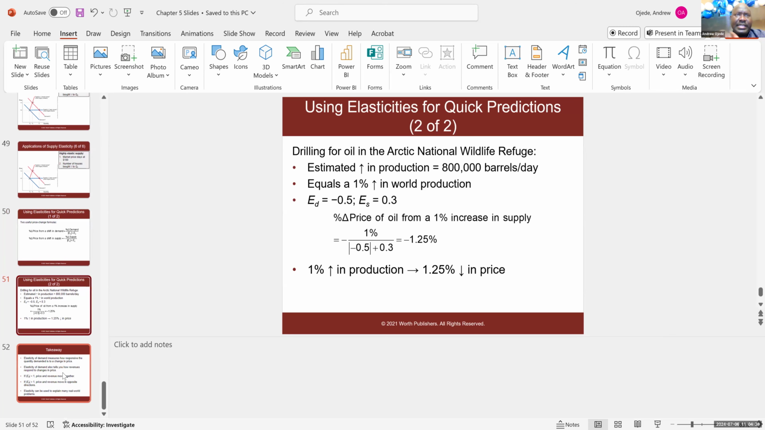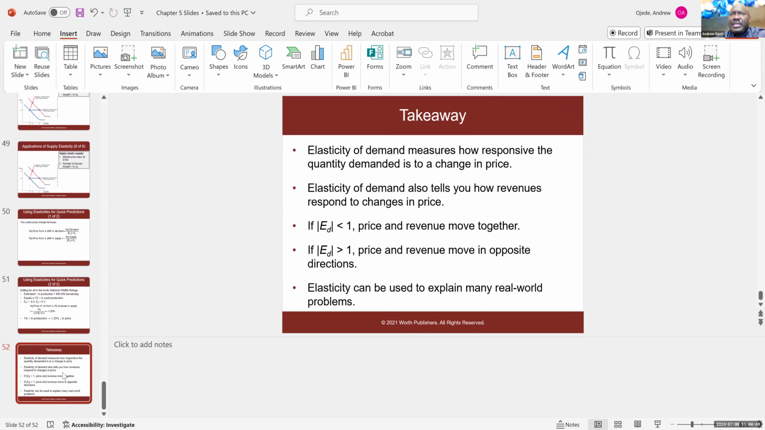So the key takeaways from this chapter is that we just talked about elasticity of demand, how it measures how responsive the quantity demanded is to a change in price. And we talked about how elasticity of demand also tells you how revenues respond to changes in price. If elasticity of demand is less than 1, you know that the price and revenue move together. We talked about that. An increase in price would lead to an increase in revenue because that means the demand curve has got inelastic demand. The good has got inelastic demand.